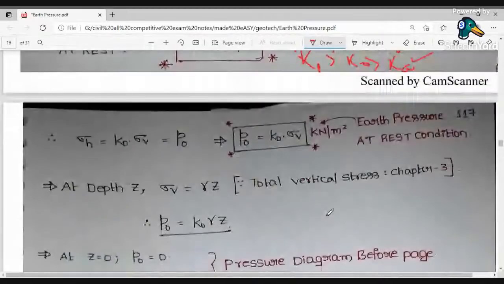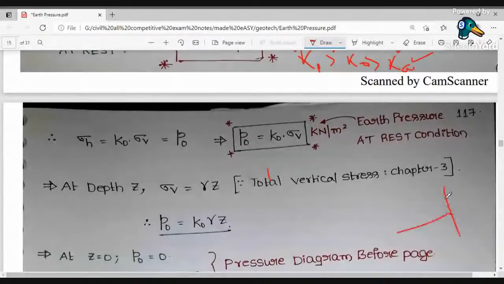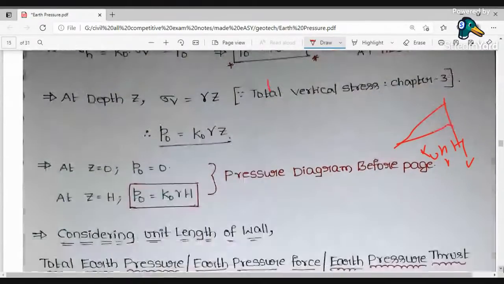So here we can determine the vertical stress or horizontal stress. So horizontal stress at the base we can write as K naught sigma V, and sigma V is nothing but gamma into H. Gamma is nothing but the unit weight of the soil, and H is the height. Okay, so if you consider the stress at a depth Z, we can write P naught is K naught gamma Z, right? So at a depth H, K naught gamma H, and at a depth Z, K naught gamma Z.